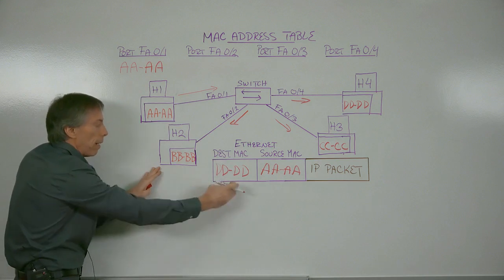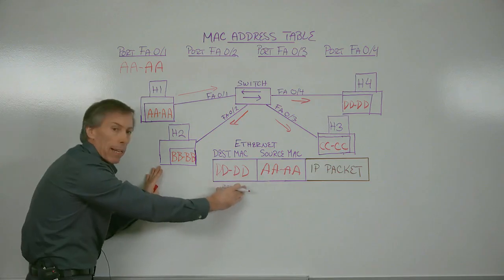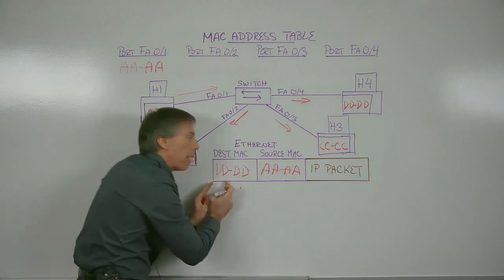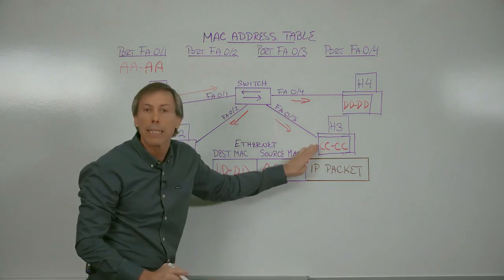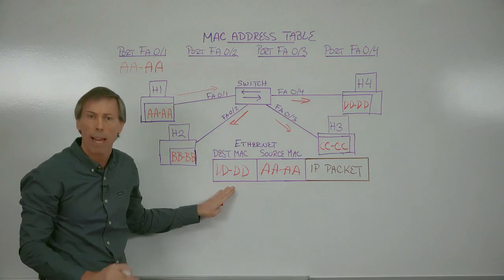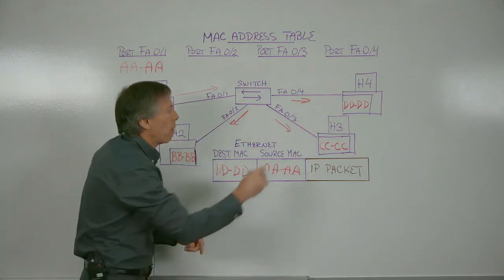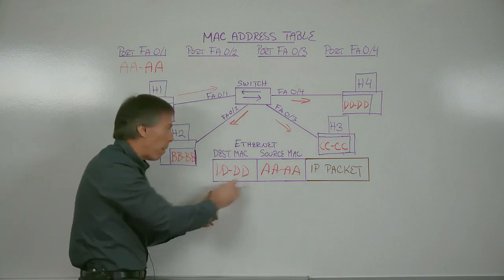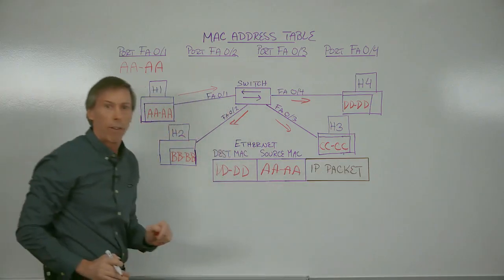When H2 receives it, its Ethernet NIC compares its MAC address to the destination MAC address of the Ethernet frame and goes, we're not a match. So it ignores the rest of the frame. H3 does the same thing. My MAC address doesn't match the destination MAC. Ignore the frame. H4, when it receives this Ethernet frame, its Ethernet NIC goes, yeah, that is my MAC address. We are a match. So it goes ahead and receives the entire frame.